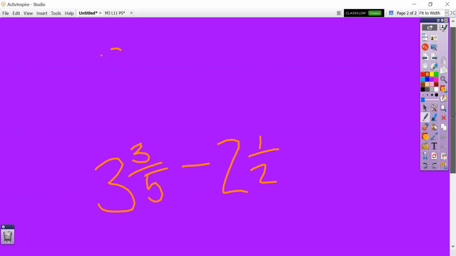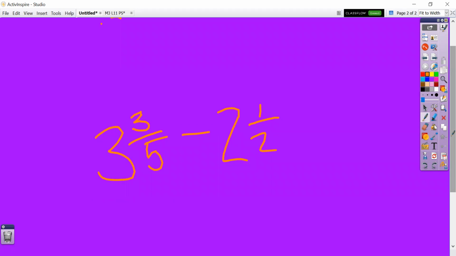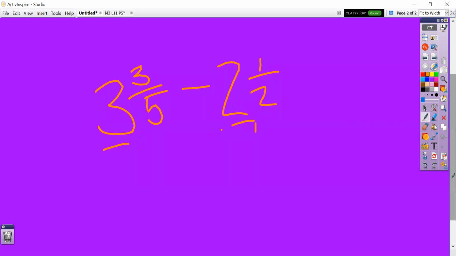Let's break it apart by our wholes. Right now, can we take 3 minus 2? Yeah, we can do 3 minus 2. And what happens is that creates 1. Now what we're going to do is take the fractions and keep them together. So we're going to keep this 3/5 with this first whole number, and we're going to subtract the next part of this number.